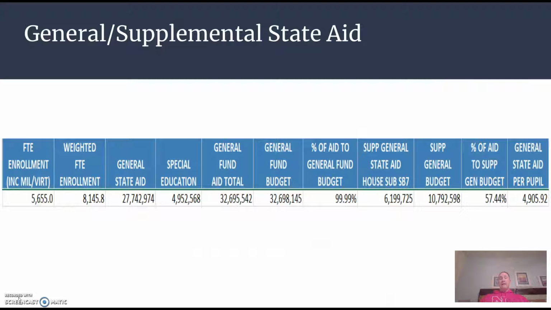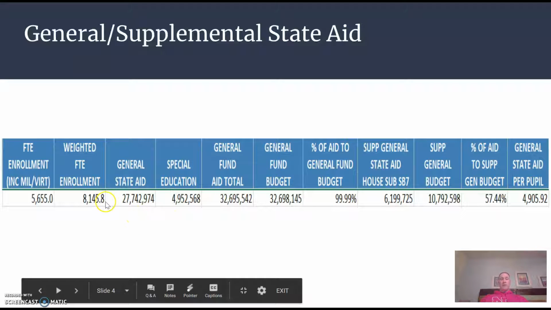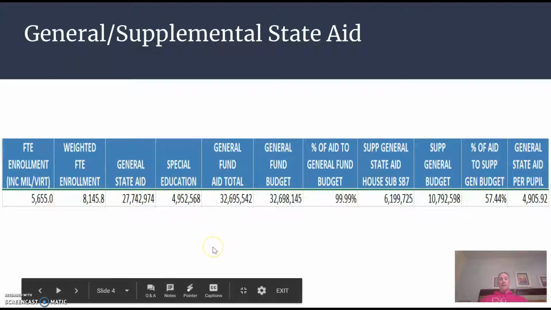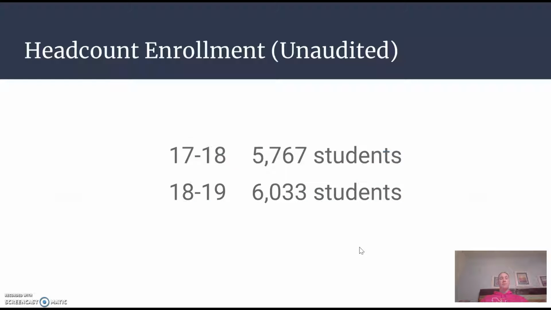General and state aid, if you'll notice, our FTE, according to this chart, was 5,655 and ended up being a general state aid per pupil of $4,905.92. The other items within the chart are interesting in the fact that it shows the weighted FTE and how that affects the special education numbers.